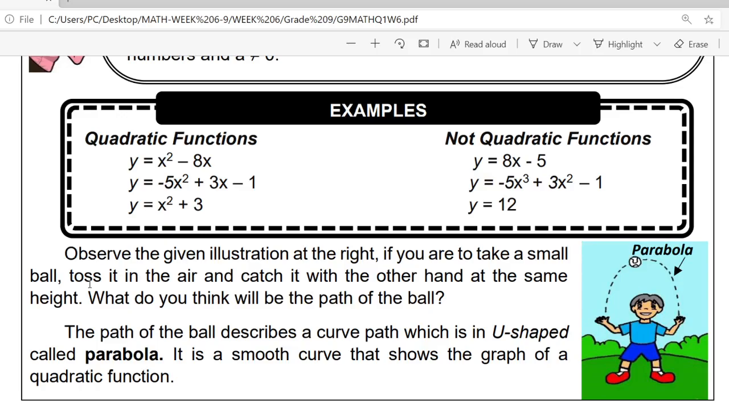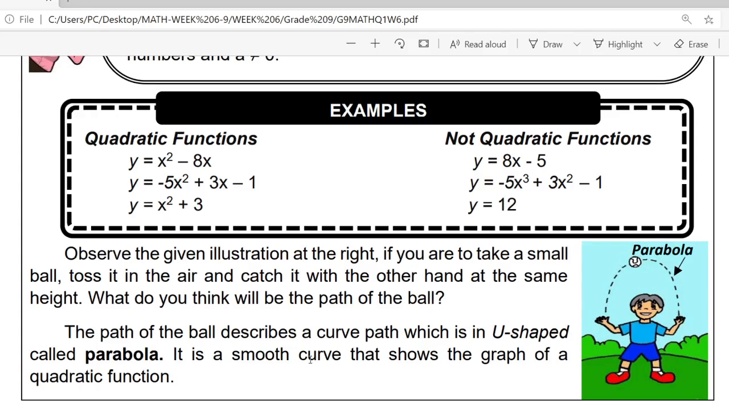Observe the given illustration at the right. If you take a small ball, toss it in the air and catch it with the other hand at the same height, what do you think will be the path of the ball? If you transfer that ball to the other side like that, what do you think will be the path of the ball?